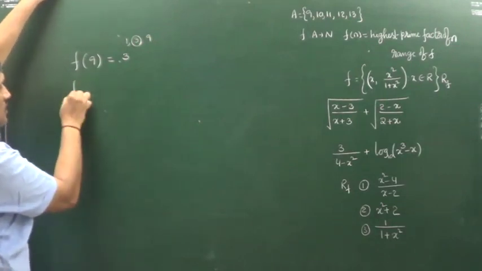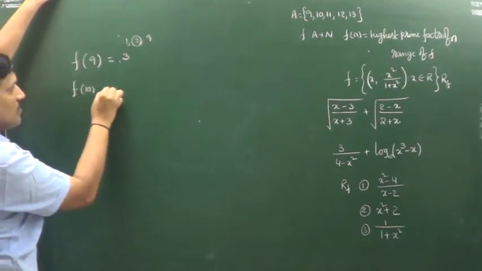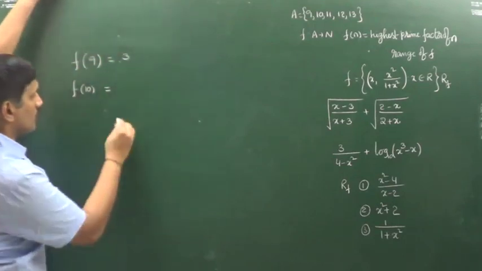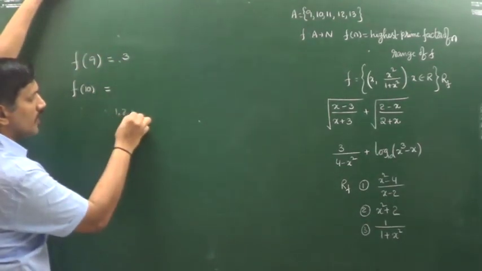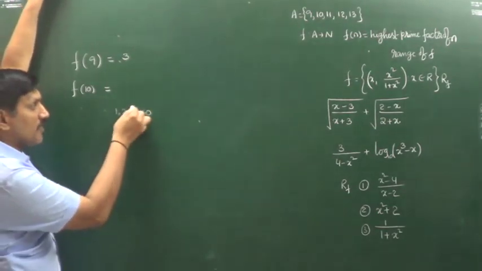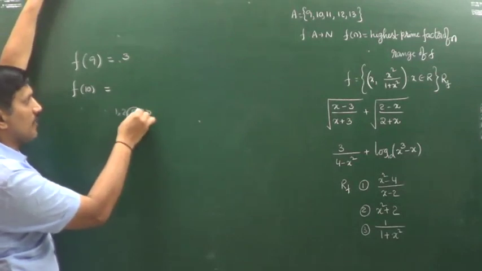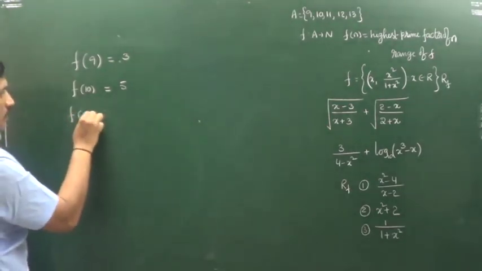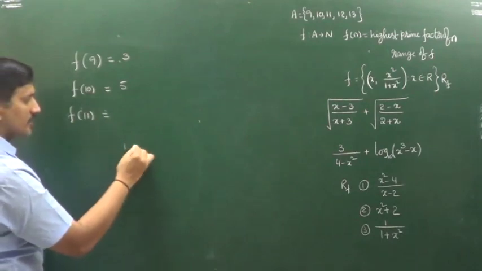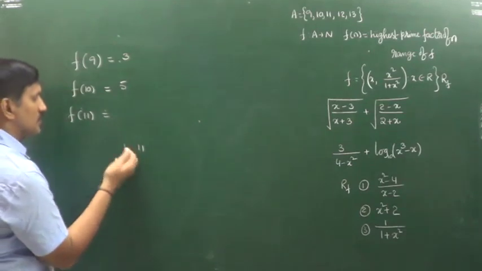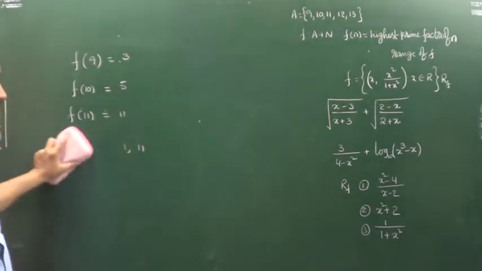Next, f of 10. First of all, tell me what are the factors of 10? The factors of 10 are 1, 2, 5, 10. But what is the highest prime factor of 10? The highest prime factor is 5. Next is f of 11. What are the factors of 11? 1 and 11. The highest prime factor is 11 only. That is f of 11.